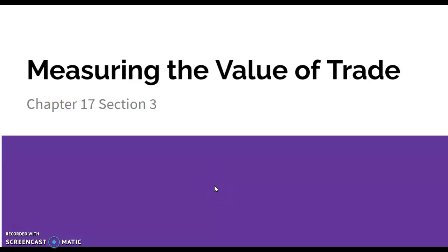This is Chapter 17, Section 3, Measuring the Value of Trade. As we go through today's information, I would recommend that you take notes so you'll have the information for the check for understanding at the end of the lesson, as well as for your test and eventually the exam.